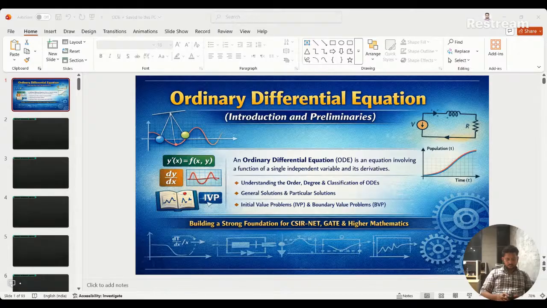I hope today we are going to start a new lecture. That is the differential equation part.